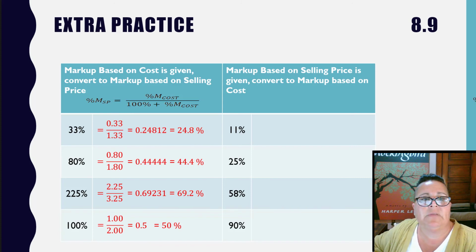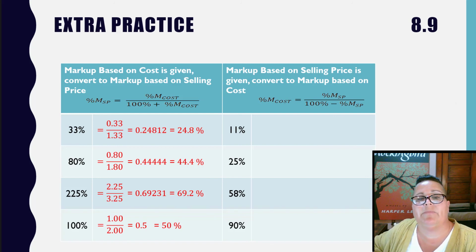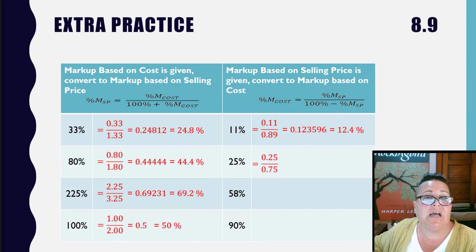All right. If we've got the markup based on selling price and we're converting it to markup based on cost, we divide by the complement. So this would be 0.11 divided by 0.89, or 12.4%. We round that off to the nearest 10th. 25% would be divided by its complement of 75%, which would be a 0.3 repeating, or 33 1/3%.